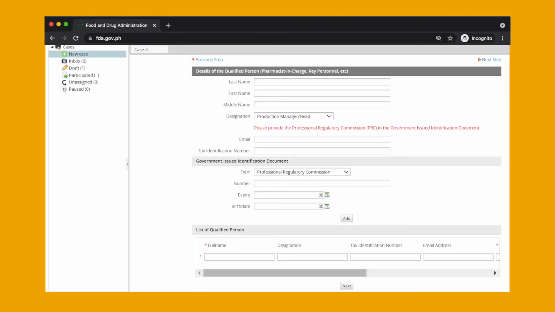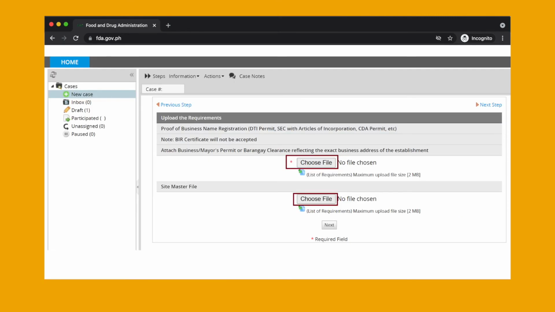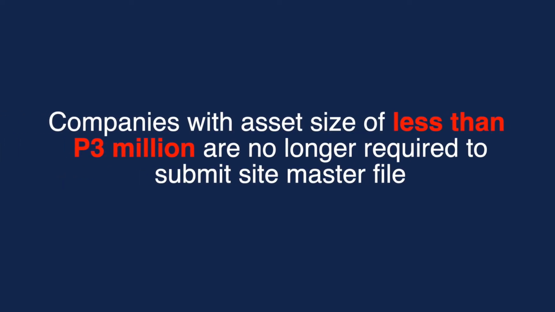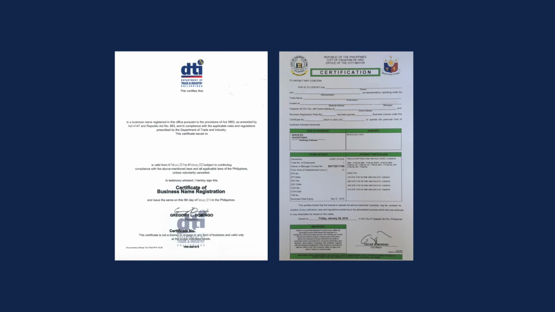Qualified person must have the following. Enter the details of the qualified person. Upload the necessary documents. Site master file shall only be required for companies with the asset size of more than 3 million pesos. Companies with asset size of less than 3 million pesos are no longer required to submit site master file. Upload site master file in the e-portal along with the business name registration certificate and mayor's permit.